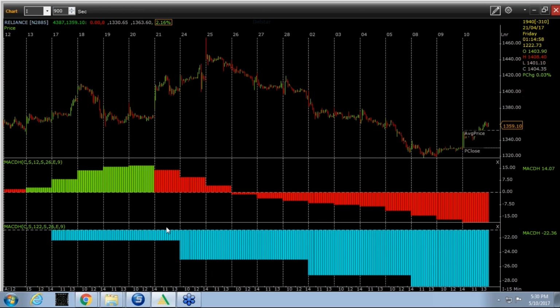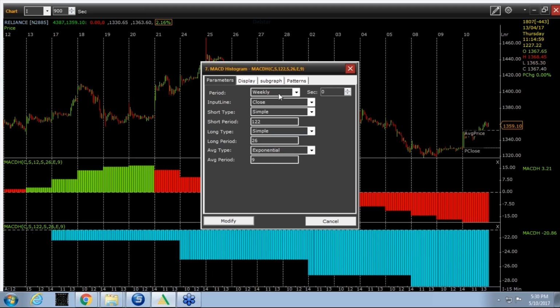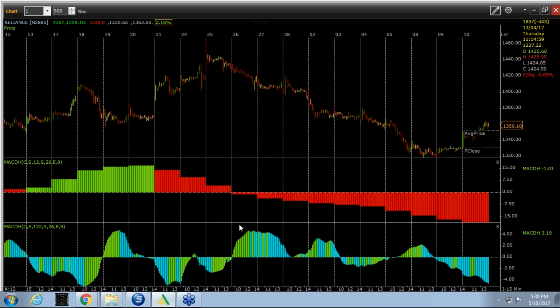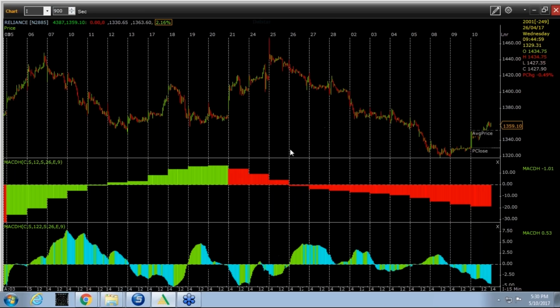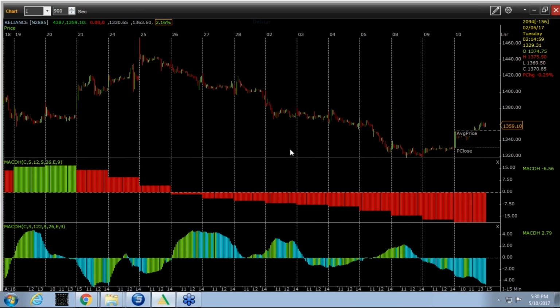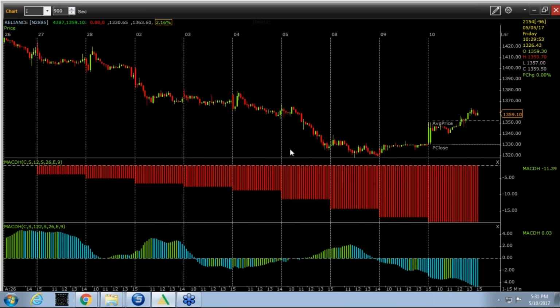But what we'll do is we'll just change this and make it intraday, and we'll have it a period of, say for example, it's a 15-minute chart, so 900 seconds. So we will go and do that. So what we have in this is Reliance on a 15-minute chart. The above MACD histogram is a daily histogram, and the other blue and green is the 15-minute histogram. So you can look at this also, and this is something which is very good.